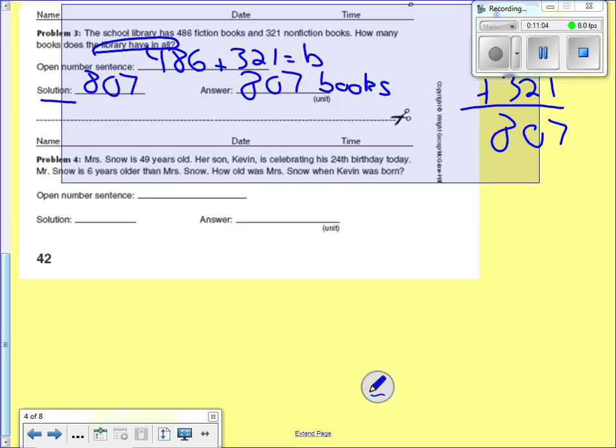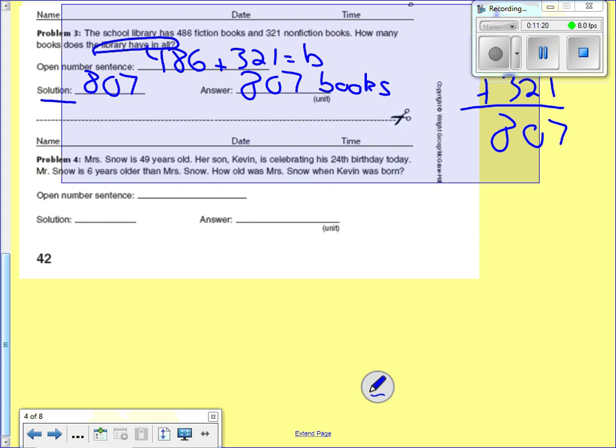Mrs. Snow is 49 years old. Her son Kevin is celebrating his 24th birthday today. Mr. Snow is 6 years older than Mrs. Snow. How old was Mrs. Snow when Kevin was born?